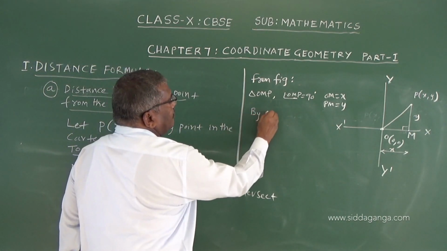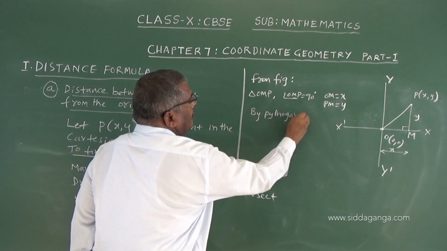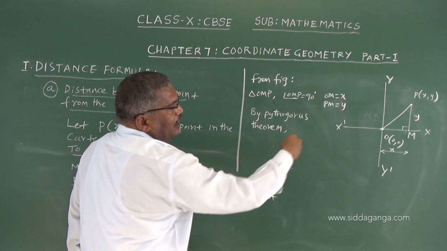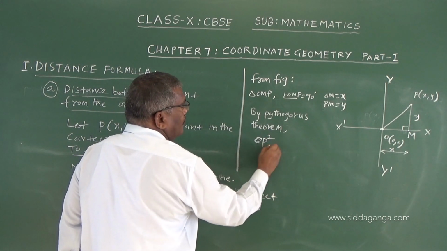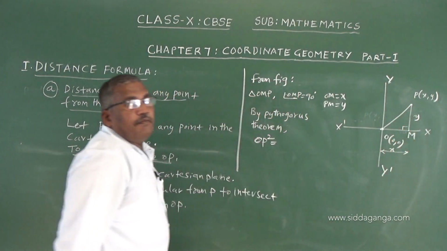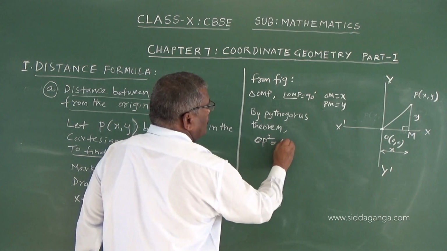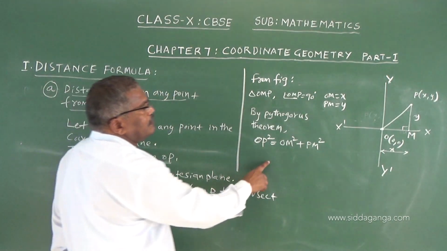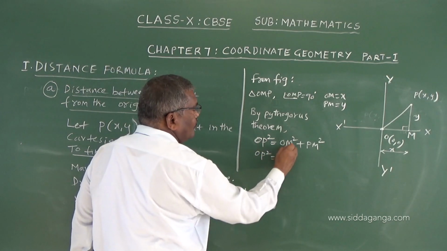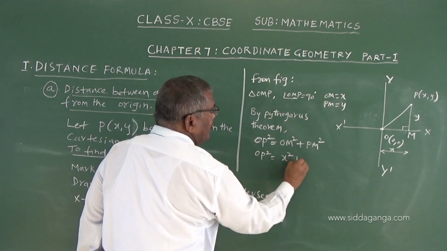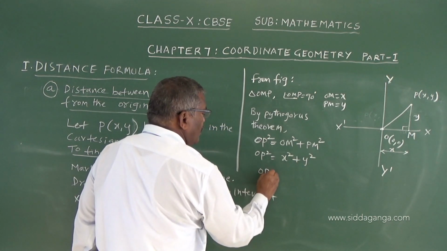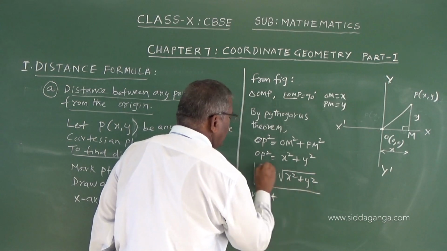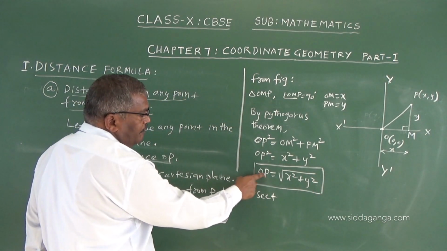So now by Pythagoras theorem, we have the hypotenuse whole square, OP square equals OM square plus PM square. You are well aware of this. Now, OM is x, so therefore OP square is equal to x square, PM is y, so we will get y square. So therefore, OP equals square root of x square plus y square. So this is the distance OP, that means distance of any point P from the origin.